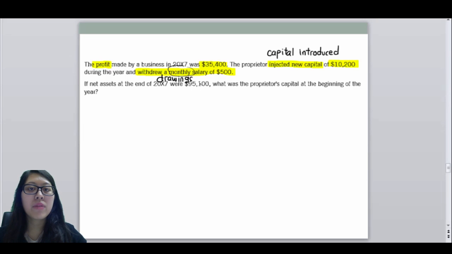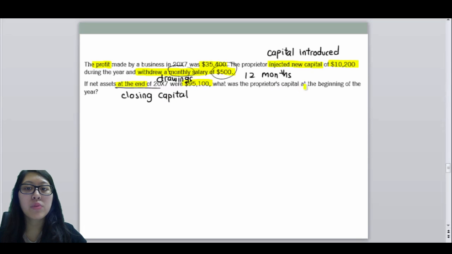So what it means by monthly is that they took this amount every month during the year. If the net assets at the end of 2007 were $95,100, so if it says at the end, that means closing capital. What was the proprietor's capital at the beginning of the year? So they're asking for the opening capital figure.